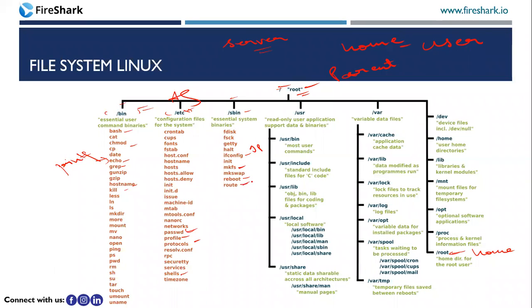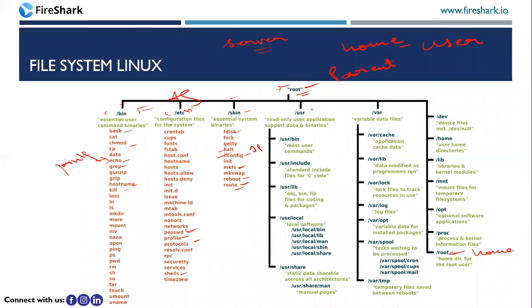We usually use these commands very commonly in ethical hacking as well as in networking. Okay, the route, then we have ifconfig, or halt to halt all the processes that are running in the system. Then we have fdisk to get information about the disk.